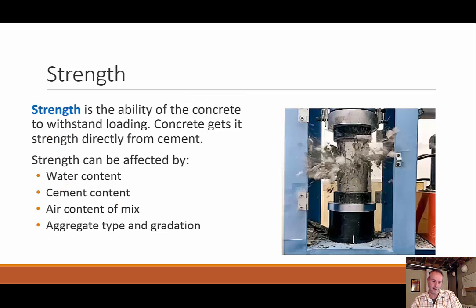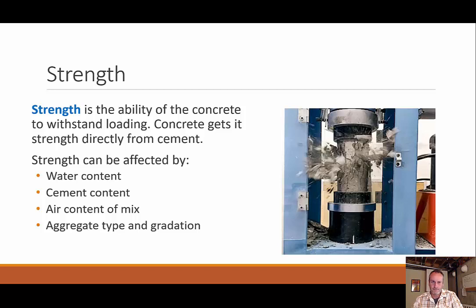Concrete gets its strength from the cement. That's really where the strength of our concrete is going to come from. It can be affected by all the other factors as well, though. So water content: the more water, the less strength. We'll talk about that a lot in just a bit here. The cement content: more cement makes it stronger since that's where it's getting its strength from.